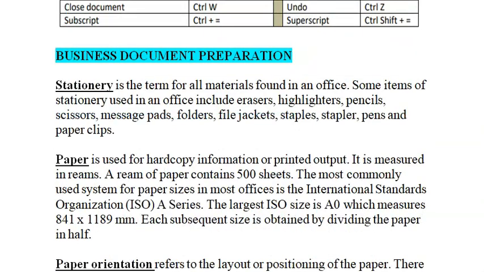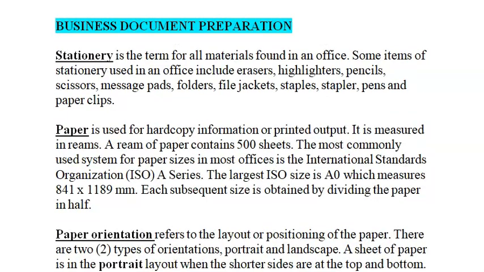Alright, then we have business document preparation. Now this starts off with stationery. It says stationery is the term for all materials found in an office. Some items of stationery used in an office include erasers, highlighters, pens, scissors, pencils, etc. Alright, then it says paper is used for hard copy information or printed output. It is measured in reams. A ream of paper is 500 sheets.